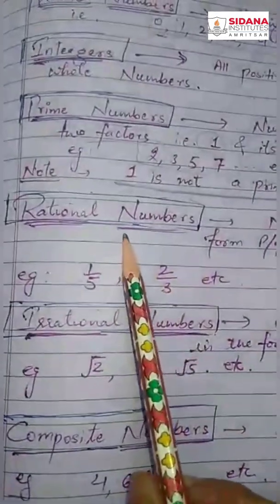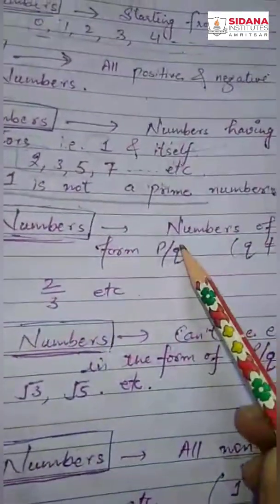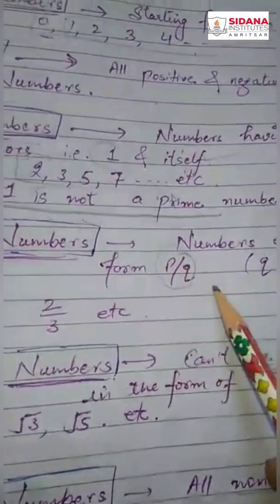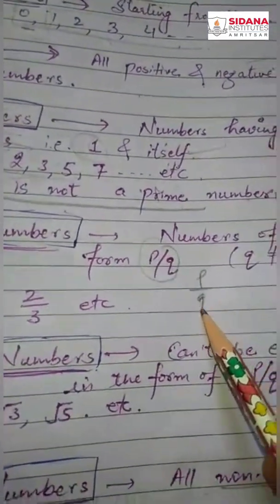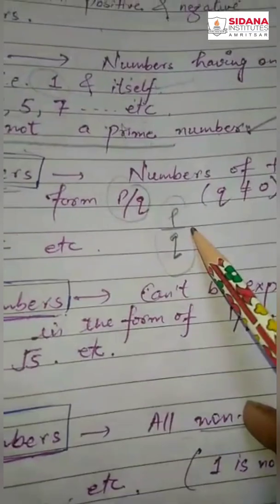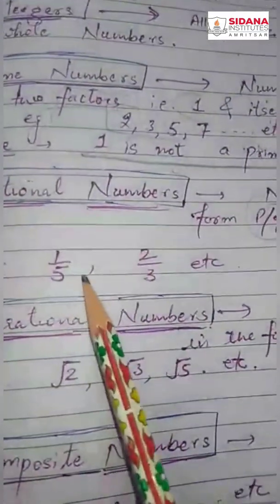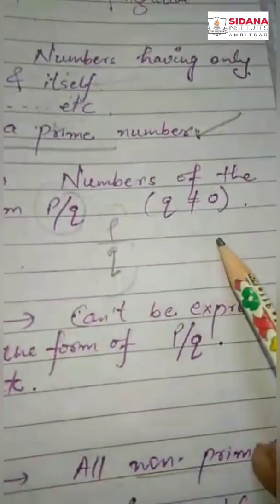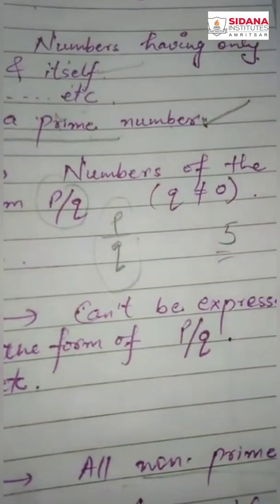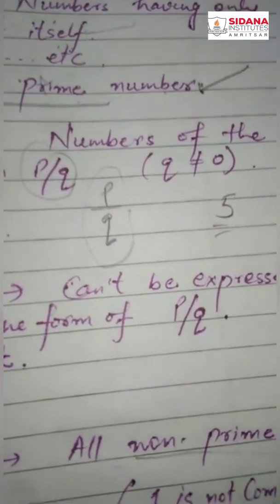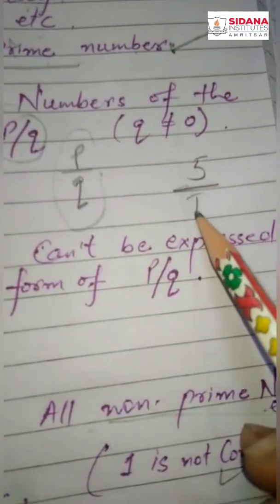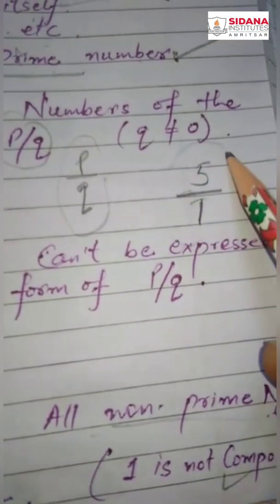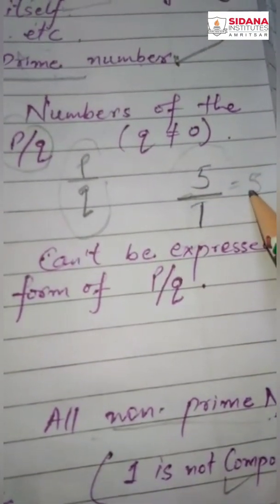So next is rational numbers. Rational numbers are those that we can express in the form of p over q. p over q, example 1/5, 2/3. Now if it is written 5, is 5 a rational number? Yes, obviously, because 5 can be written in the form of 5 over 1. We can write 5 like this also, because it would just give 5 again.